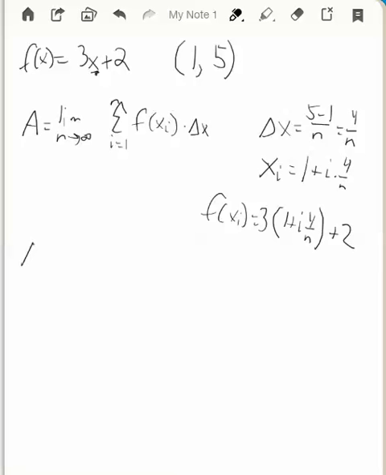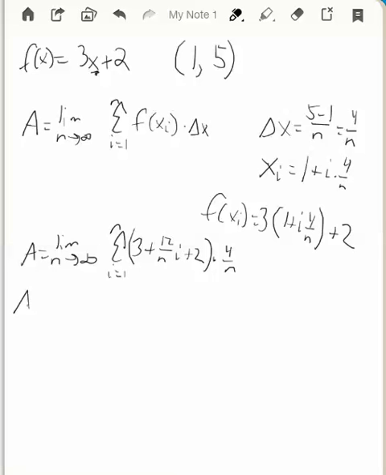So my area then becomes the limit as n goes to infinity of the sum from 1 to n of this thing. I'm just going to clean it up as I go. This is 3 plus 12 over n times I, right? 3 plus 12 over n times I, plus 2. That's f of x sub I. I still got to multiply by delta x, though, so times 4 over n.